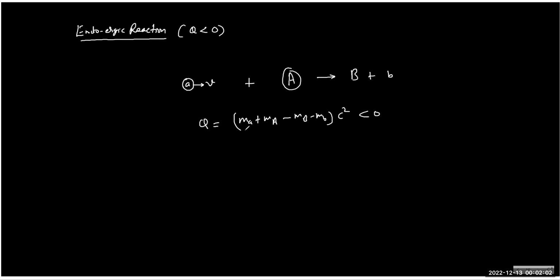This is the rest mass energy. It means you're considering that after the reaction, everything is at rest. If after the reaction everything is at rest, what will happen? Momentum conservation will be violated. Yeah, there is a violation of momentum conservation, because A is coming with some velocity, so A has some momentum. So B and B must have the same momentum together.